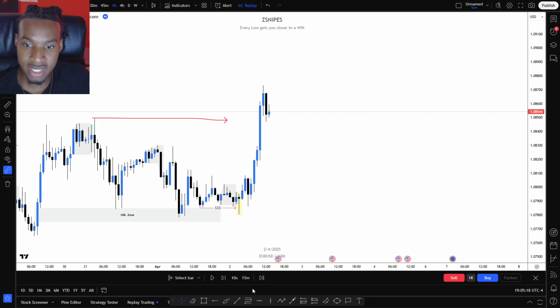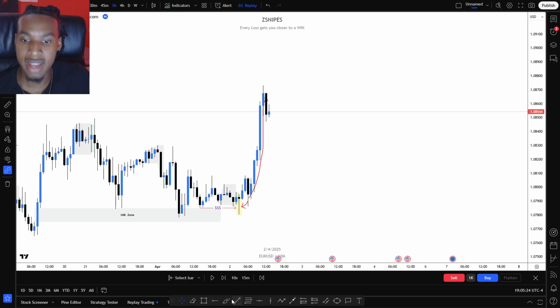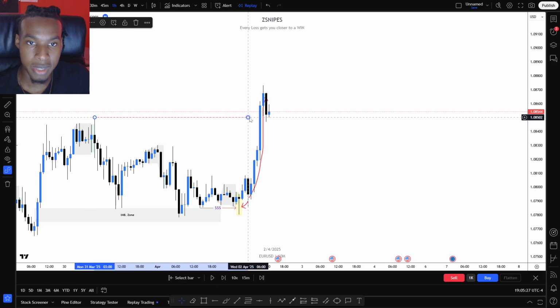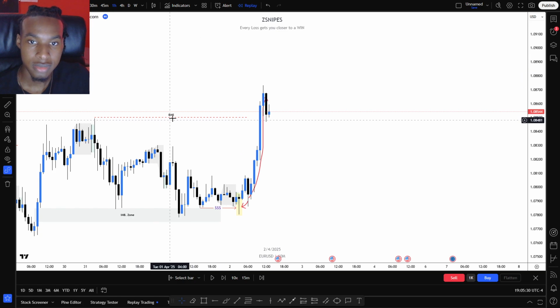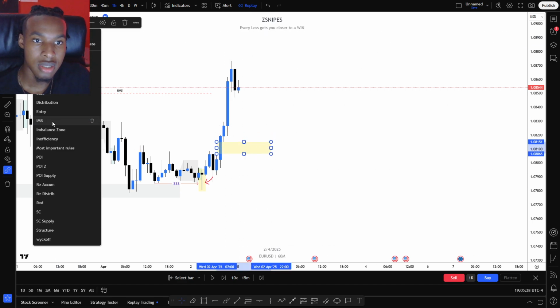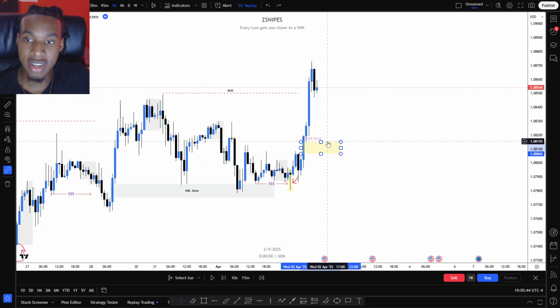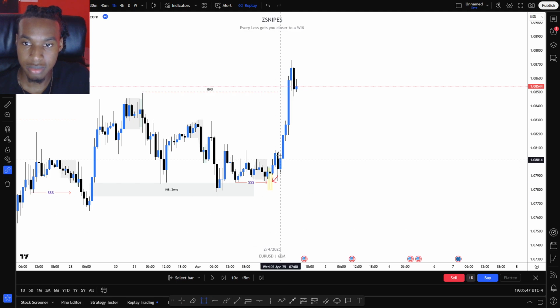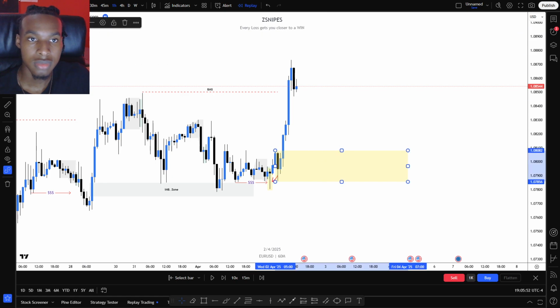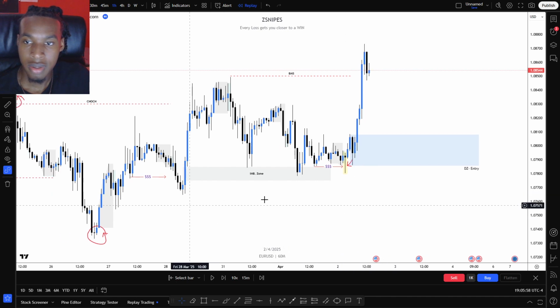Okay, so we have a manipulation, market mitigates that manipulation, and then we explode and create a break of the high. So we have a break of market structure up here. Okay, we have our imbalances there, an imbalance that the market wants to come down and fill. Okay, so our next demand zone is going to be here.